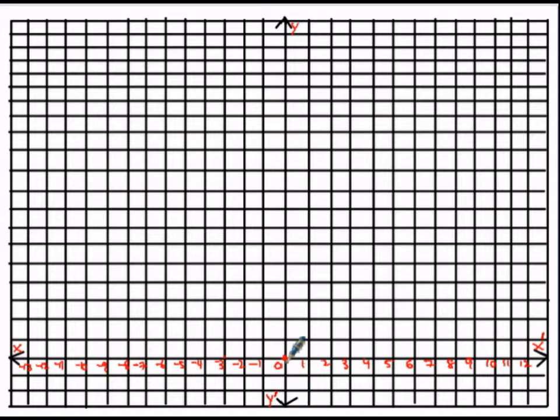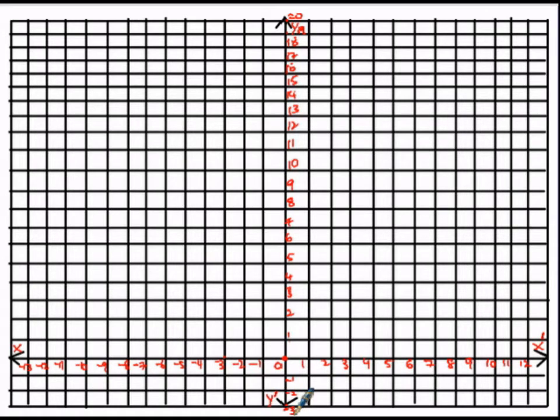Vertically, towards up, the values are 1, 2, 3, 4, 5, 6, 7, 8, 9, 10, 11, 12, 13, 14, 15, 16, 17, 18, 19, and the top one is 20. Towards down, this is -1, -2, and -3.